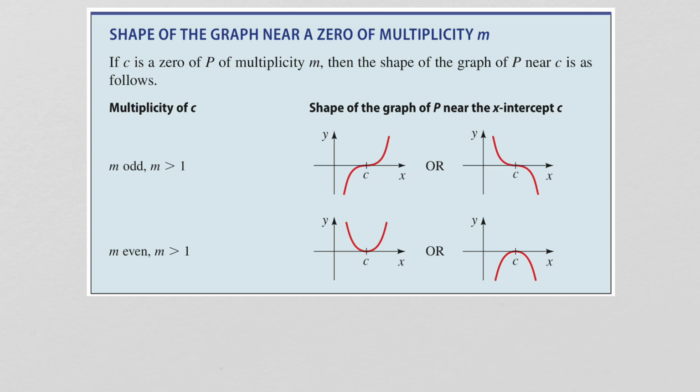So the shape of a graph near a 0 of multiplicity m can be described as follows. If m is odd, then you're going to have a 0 that is a pass-through kind of 0. So it could go from below the x-axis to above the x-axis, or it could go from above the x-axis to below the x-axis, but it's going to pass through. If the multiplicity is even, then it's going to touch and turn around, and that could happen above, or it could touch and turn around below the x-axis.